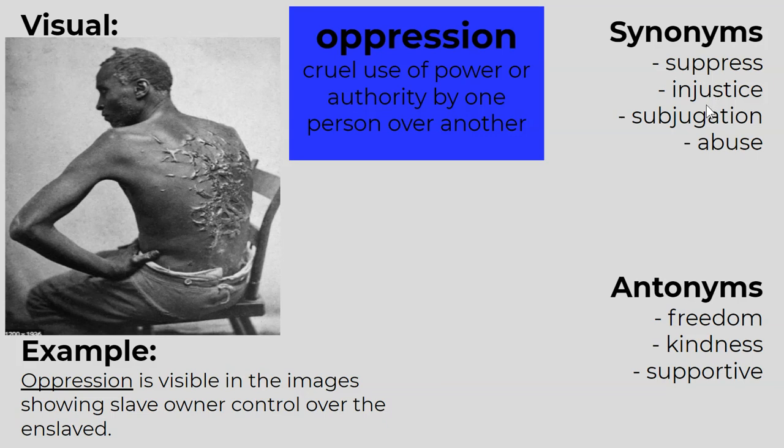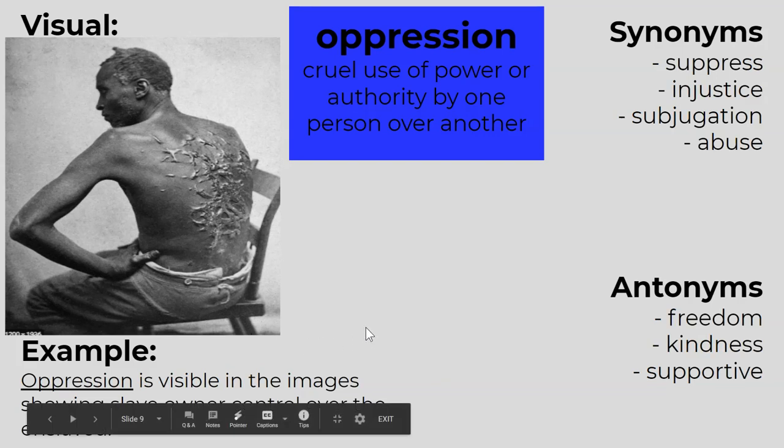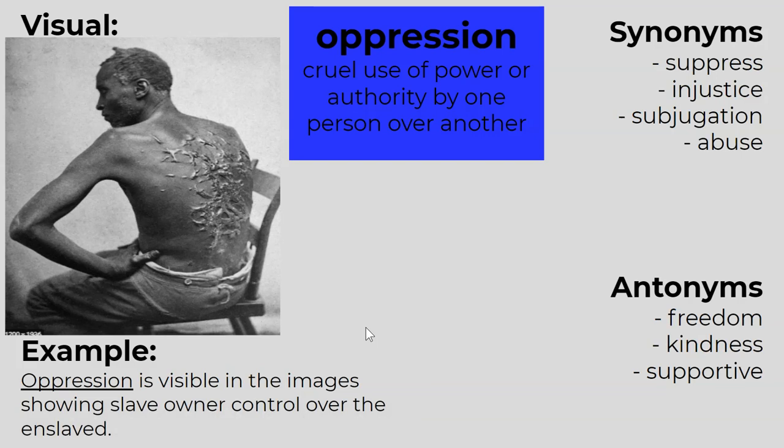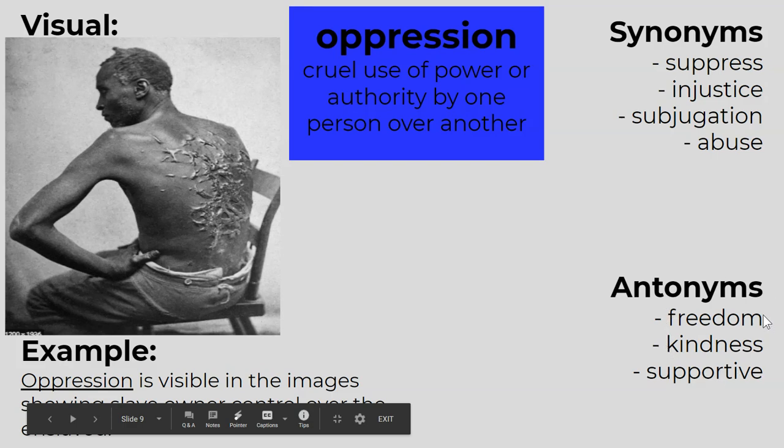Synonyms are injustice, abuse. Those are familiar to students. A sample sentence: oppression is visible in these images showing slave owner control over the enslaved. So this is an image of an enslaved person's back. Those are scars from their lashings where they were whipped by their owner. And then we have antonyms in the bottom corner.